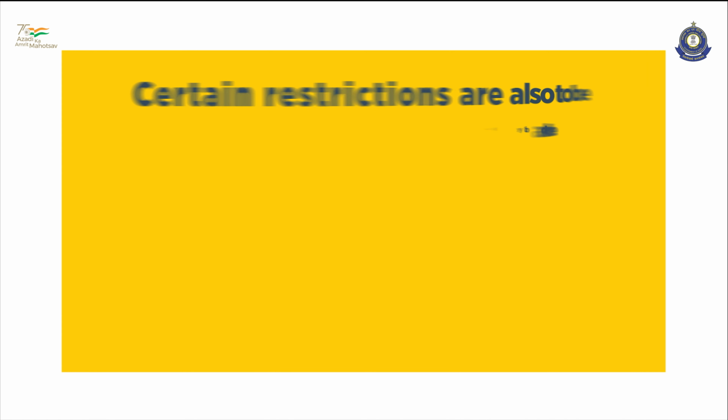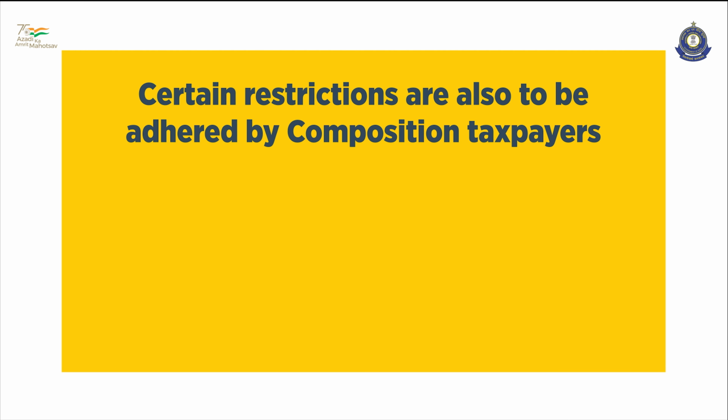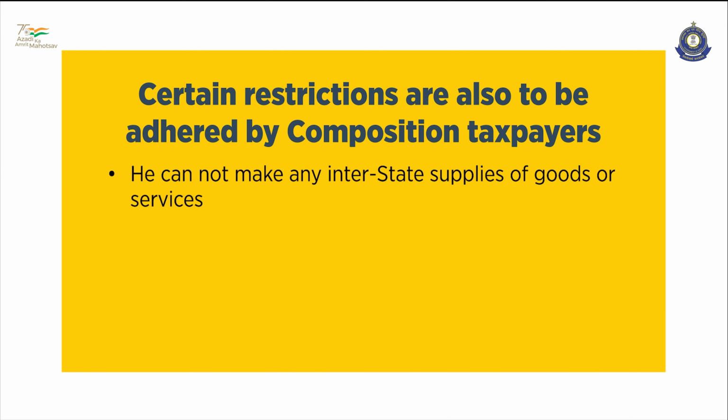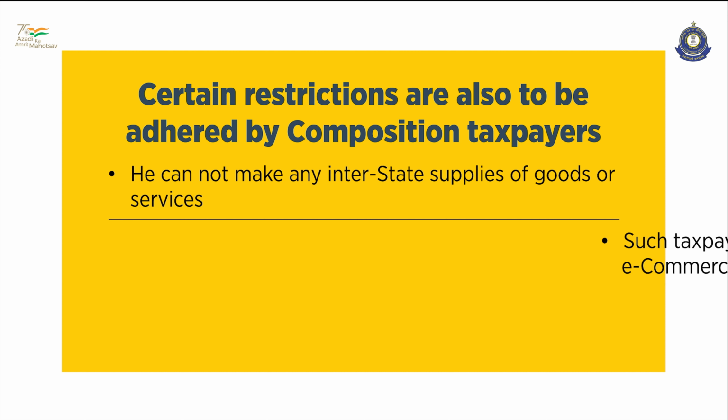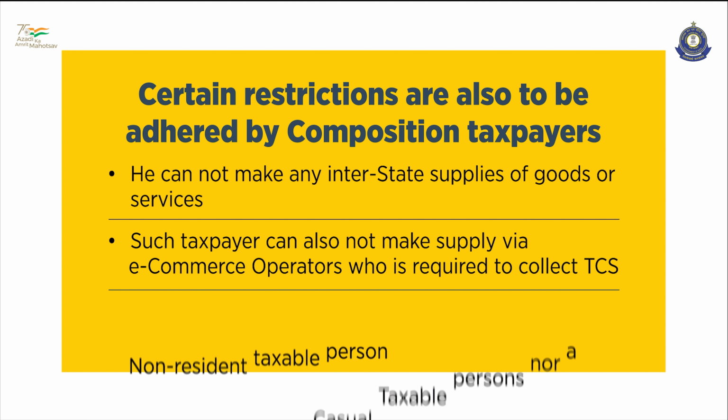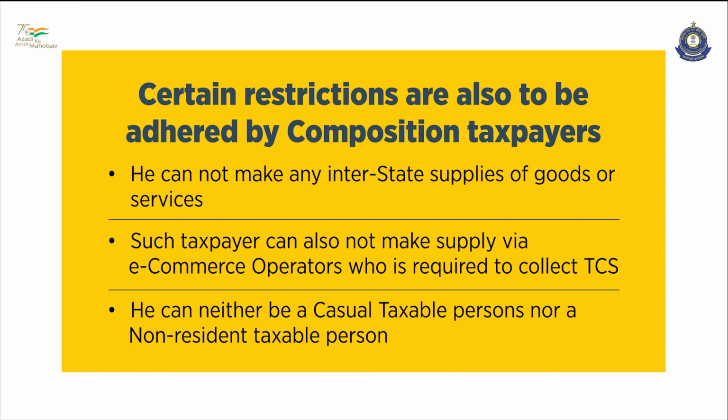Certain restrictions are also to be adhered to by composition taxpayers. He cannot make any interstate supplies of goods or services. Such taxpayer can also not make supply via e-commerce operators, who are required to collect TCS. He can neither be a casual taxable person nor a non-resident taxable person.